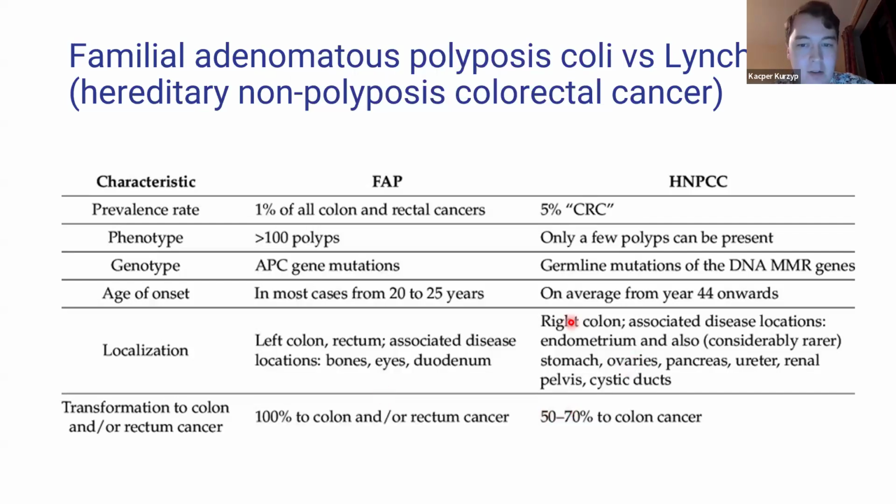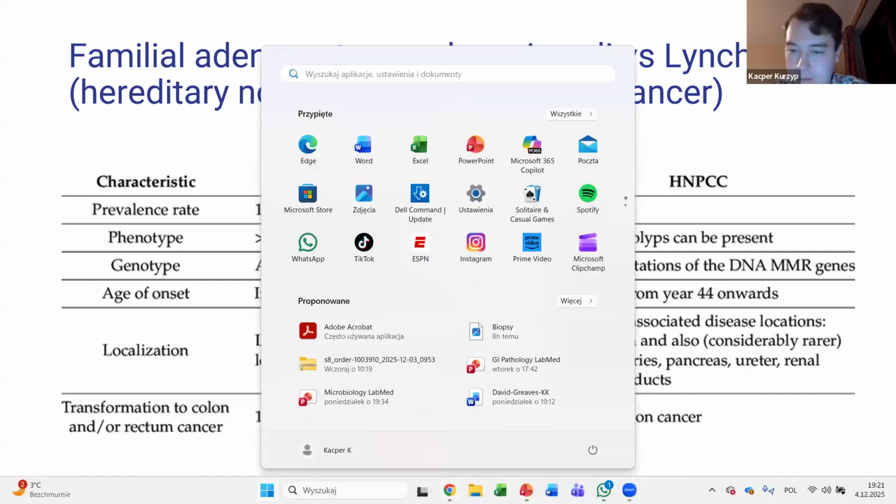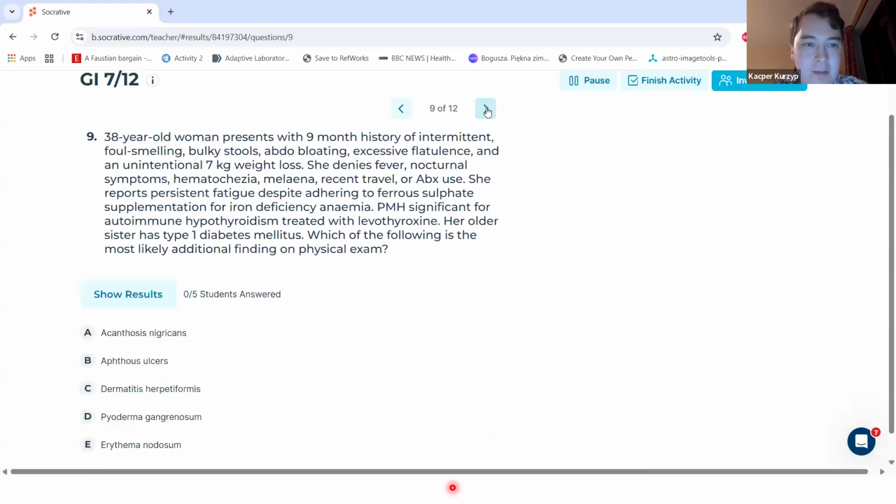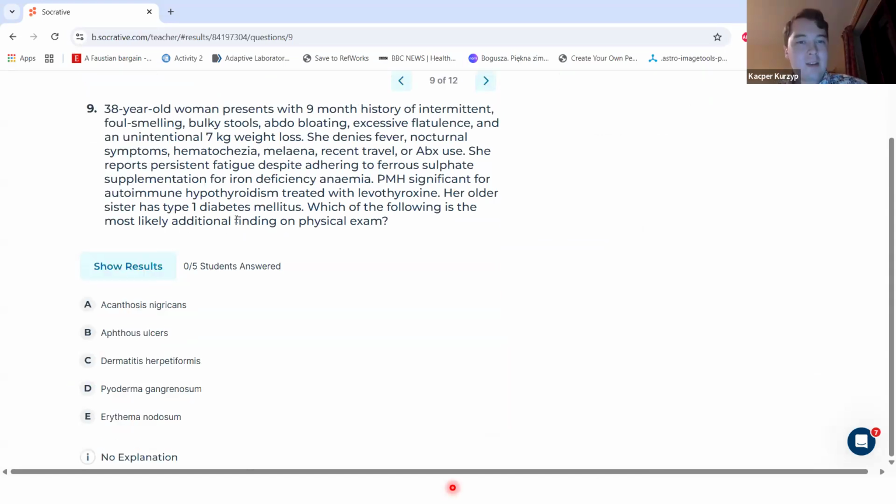Okay, and how much time do we have? We have 10 more minutes, 9. Let's try to do this question and then we will just switch to the end.